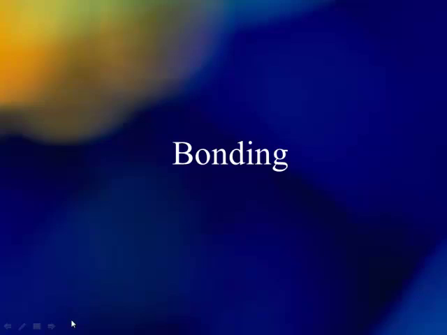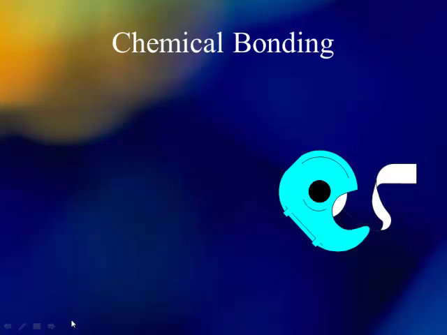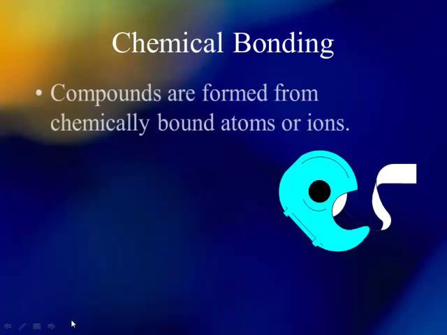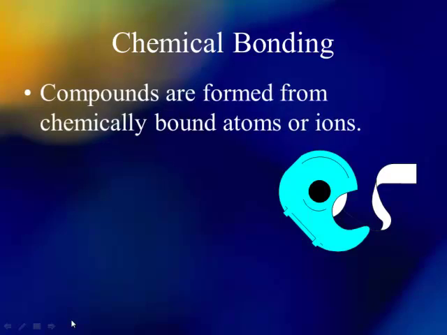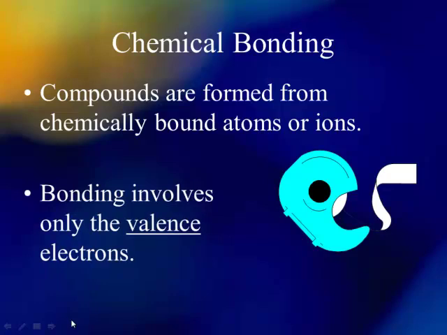This video is a review of bonding basics. All of this material is covered in a Chem 1 course. Chemical processes always involve compounds. Compounds are formed by chemically binding together multiple atoms or ions. These bonds involve only the valence electrons.